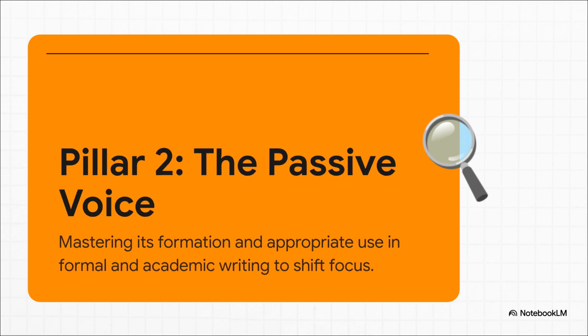Next up is the passive voice. Now, I know, this one sometimes gets a bad rap in everyday writing, but in science and other formal settings, it's a game changer. It lets the writer put the focus on the action, not the person doing it. Think about a lab report. The experiment was conducted. That's the standard, and it's for a very good reason.